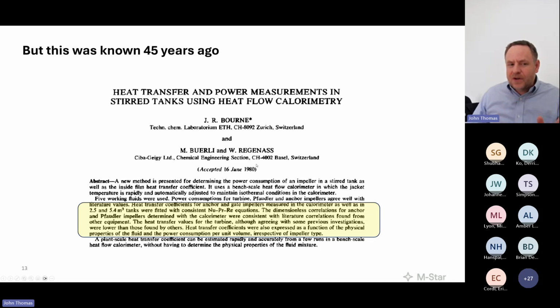So even 45 years ago, they're like, wait a minute. We know this theory exists. We know in agitated vessels what the energy dissipation rate should be incident on the wall. I wonder if this works. And the answer was it did. I'm not claiming to have invented anything new. I'm just showing that what these guys did in an experiment, we can now do in simulation.